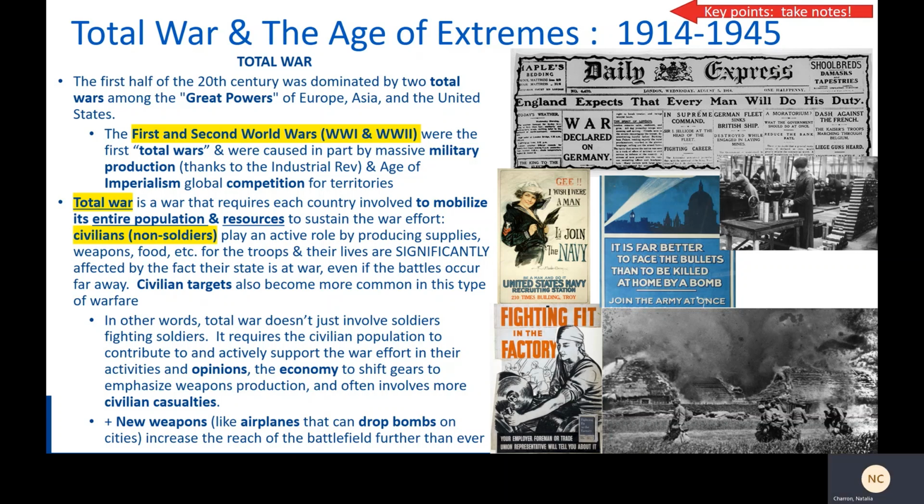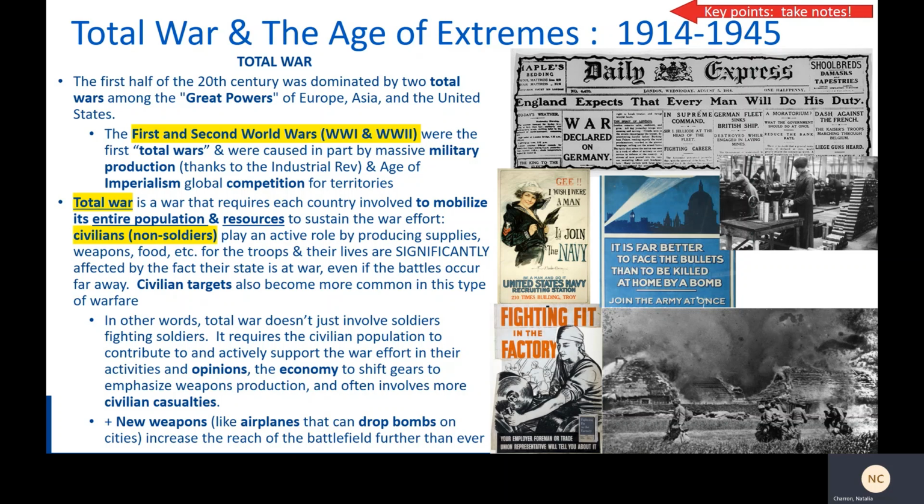Total war is a big unit concept, so you need to really understand what it means and what it implies and how it's different from the kind of warfare that existed before. Total war is a war that requires each country involved to mobilize its entire population and resources to sustain the war effort. In other words, it's not just the soldiers going out to a battlefield, it's everybody in a state and the state's entire economy that needs to kick into gear in order to win a war.